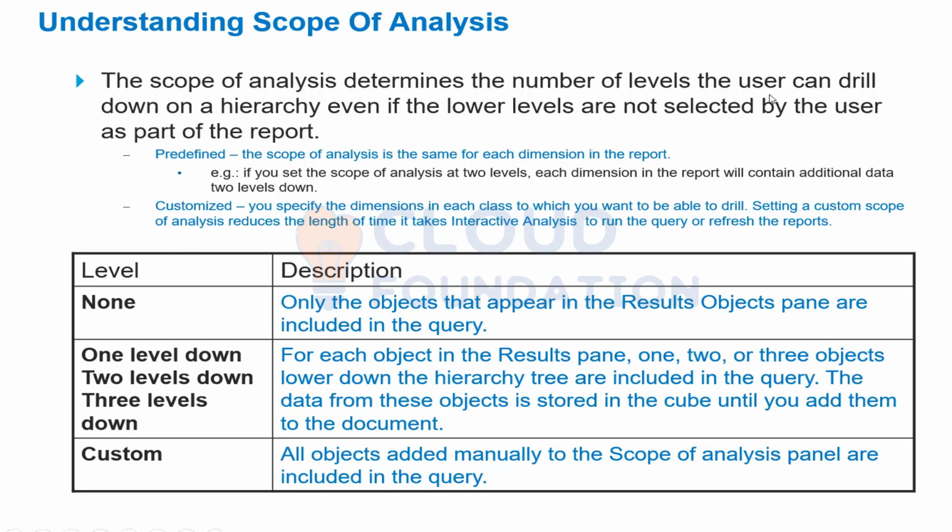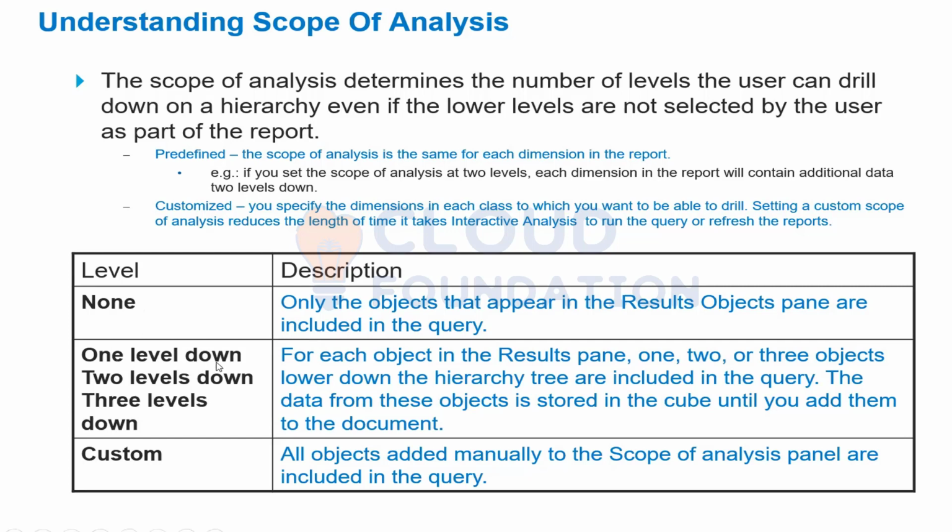Scope of analysis levels: if you see here, this is the level and the description. If we put the level as none, only the objects that appear in the result objects pane are included in the query. So if you put that as none, and you only have the country object in the result objects, only that will appear. State and city will not appear.